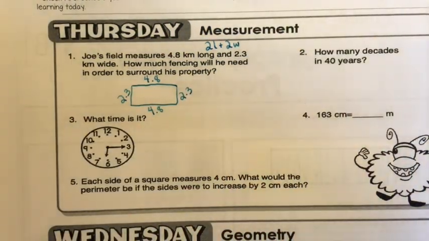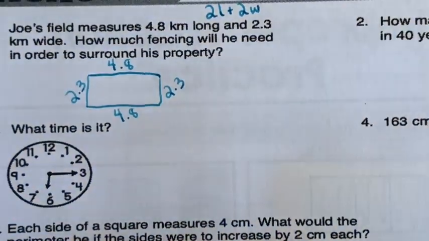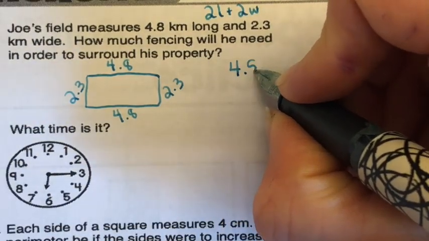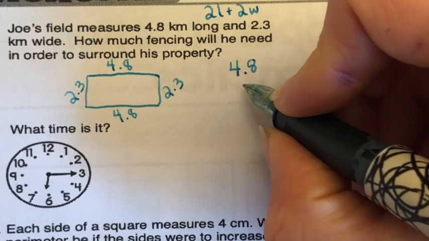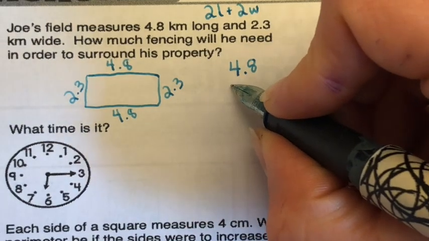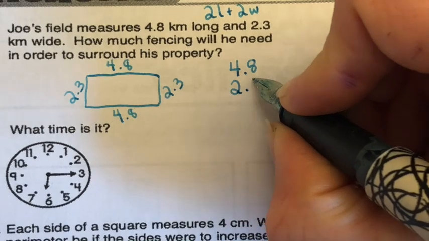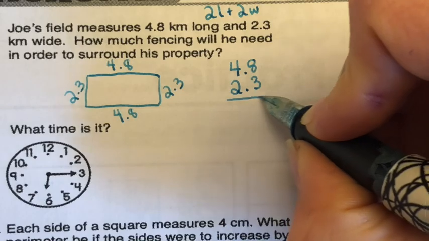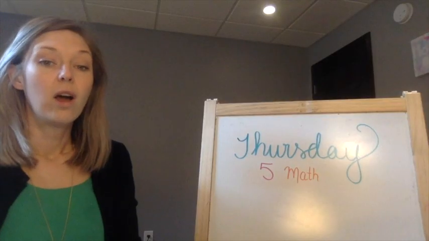And since I want to practice adding decimals with you guys, let's do it. So remember, adding decimals is just like adding regular numbers. You just have this little handy dandy dot in the middle. So 4.8 and 2.3, I could add those together.